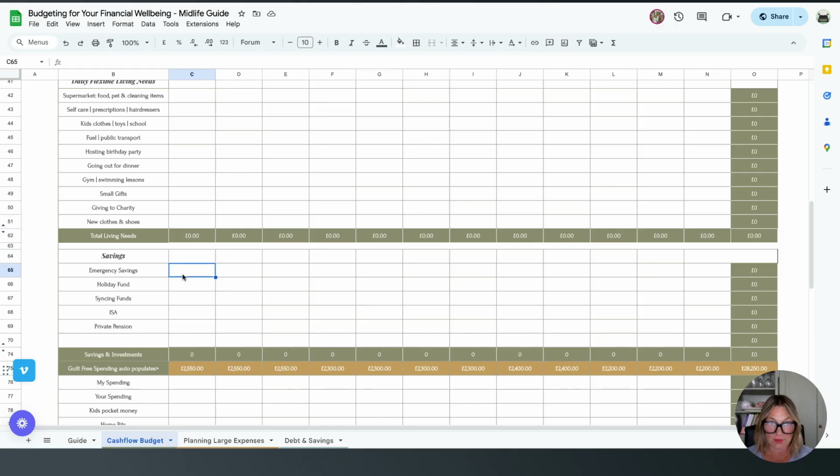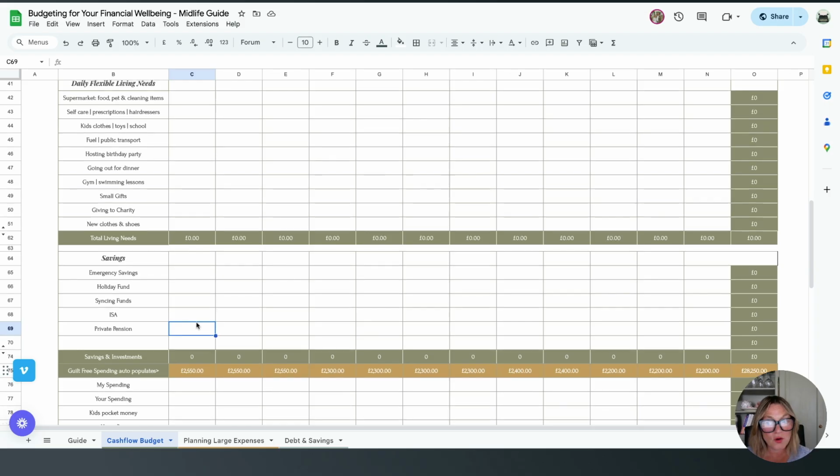Savings are really important so that we have something to look forward to. We've got holiday funds in here. We've got sinking funds in here. Yeah, I have kind of spelt that wrong on purpose. I'll come on to that later. We've got ISAs, we've got private pensions on here.